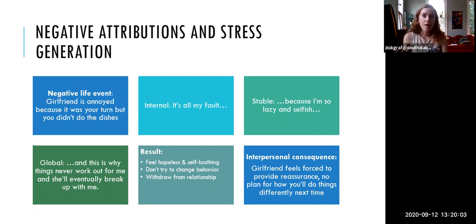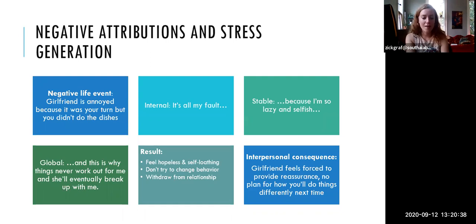So a more adaptive, less stress-generating way of handling this situation might be to make attributions that are actually less internal. To say, like, I'm really sorry, I just was feeling so depressed today that I just couldn't get myself out of bed to do the dishes. I really apologize. That might seem like you're shifting the blame, putting it on something else, but by making an attribution that's less internal, less stable, and less global, that's more specific to the situation with the dishes, that offers more opportunities to improve and to do things differently.